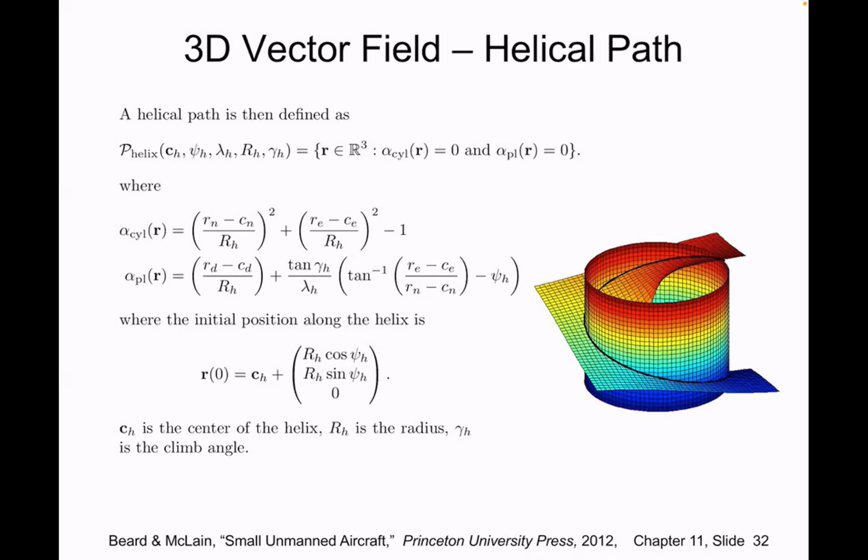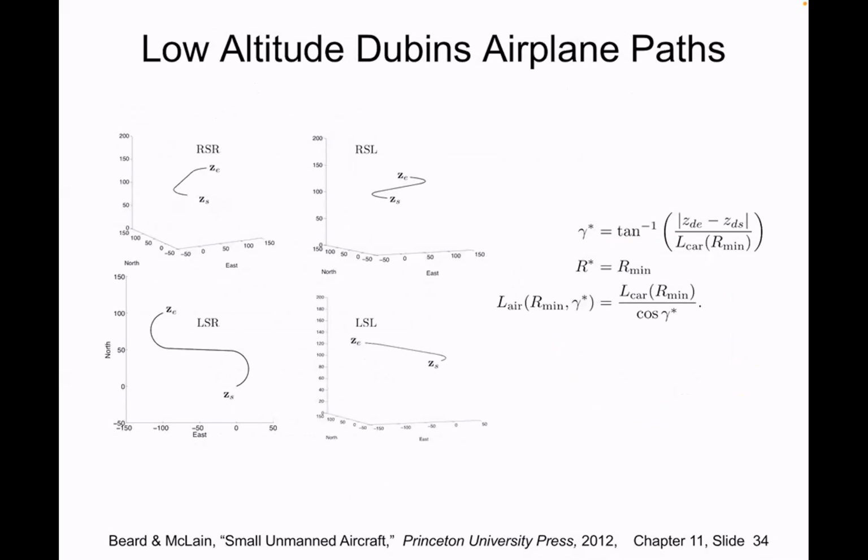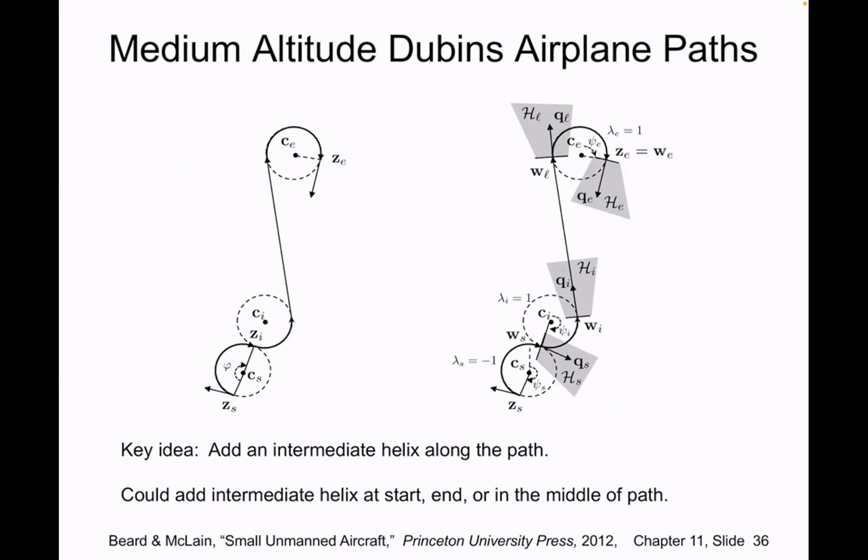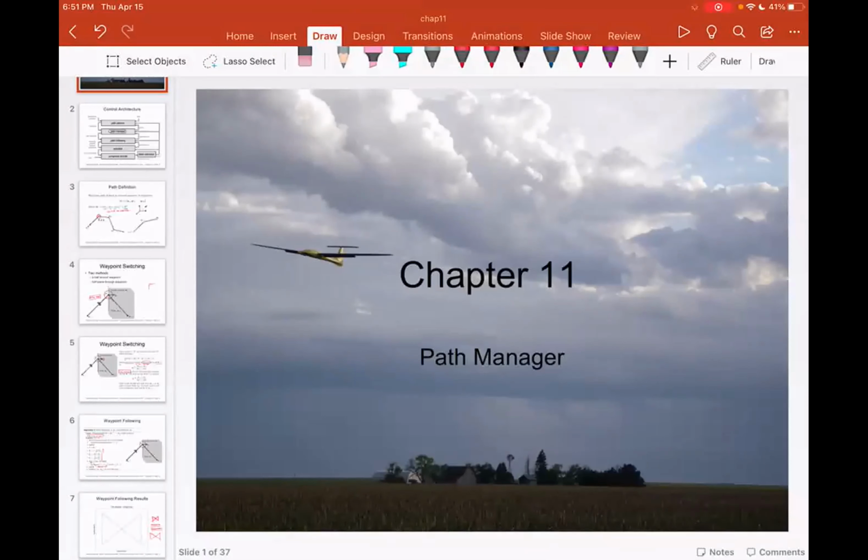I would encourage you to look at these different paths. Again, this can be generated very easily with MATLAB code. If you provide the initial and final positions and orientations, it will construct this Dubin's path. There are slight variations of Dubin's path when you have a drop in the Z direction, so here are the algorithms for the different altitude Dubin's path. And with that, we are done with chapter 11.